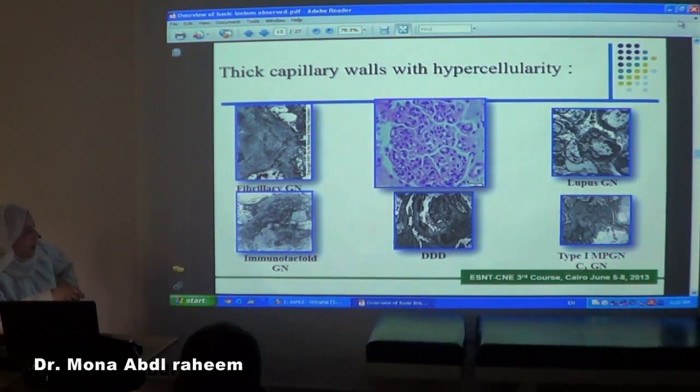Besides the classic diseases, membranoproliferative and tumors, and both infections and immune complex, we can also find fibrillary glomerulonephritis and immunotactoid glomerulopathy. They have specific EM findings. This is a nice picture for the immunotactoid, showing the microtubular structure.